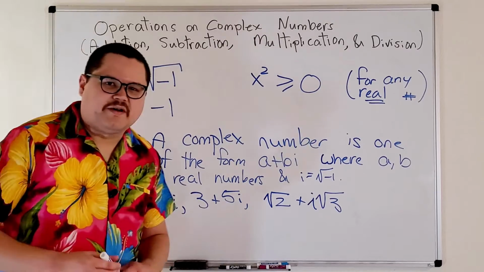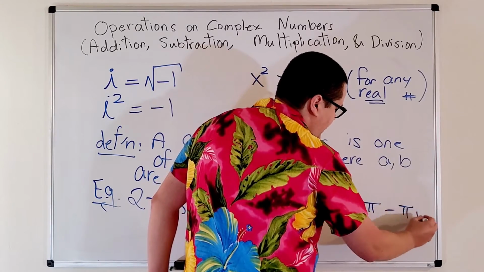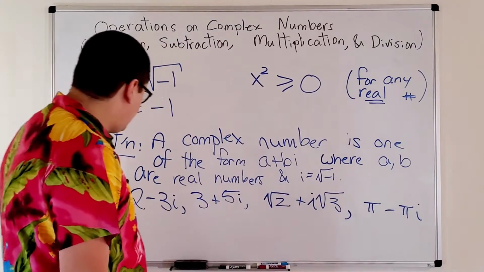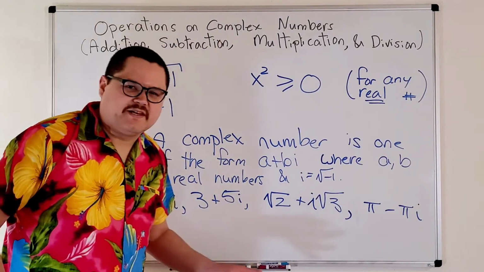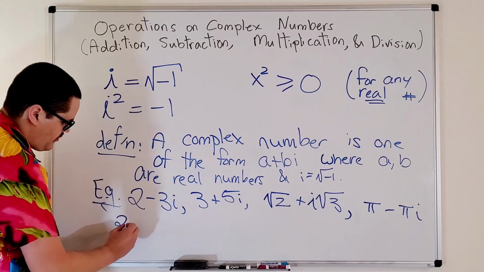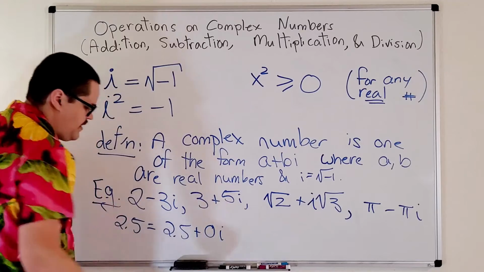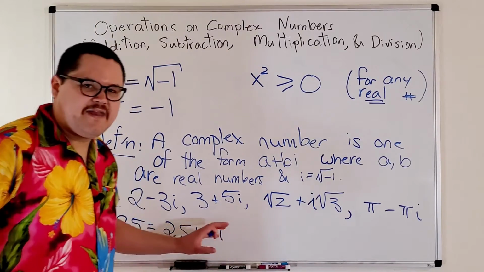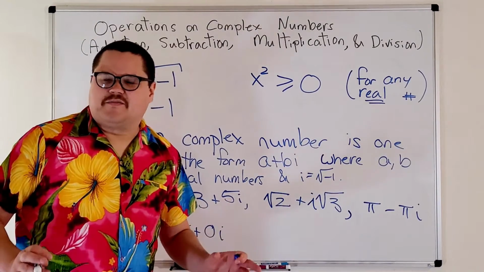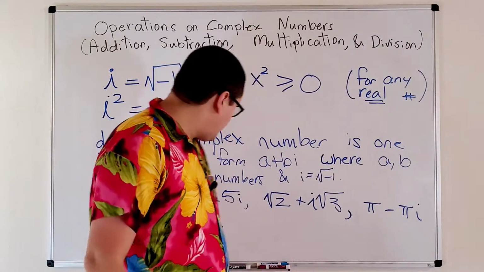Other examples of complex numbers could be even something like pi minus pi i. So here, a is pi and b is -pi. Even all the real numbers themselves are complex numbers. Right, so if I just have a standard real number like 2.5, well, that's the same as 2.5 plus 0i. So, since it can be written in this form, this is also a complex number. Therefore, the complex numbers include all the real numbers that we know and love.